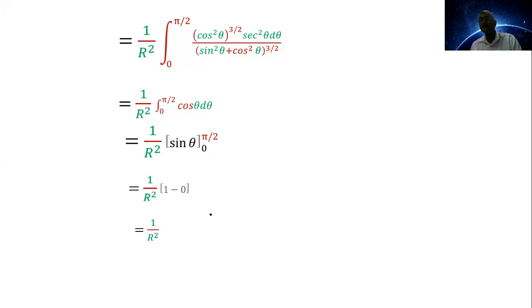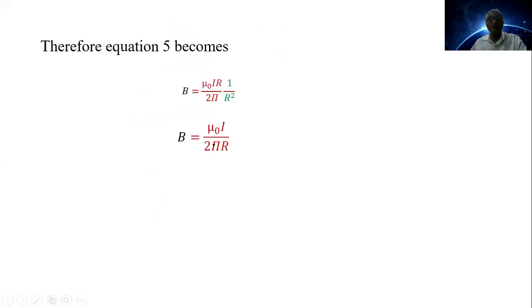That we put this value in our equation number 5. And that's why we get here B is equal to mu 0 I r upon 2 pi into 1 upon r square. Here one of the r gets cancelled, and that's why finally we get mu 0 I upon 2 pi r. This is the expression for magnetic induction at a point due to the long straight conductor.